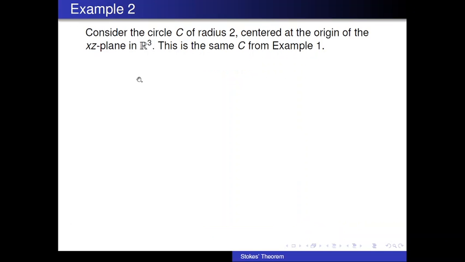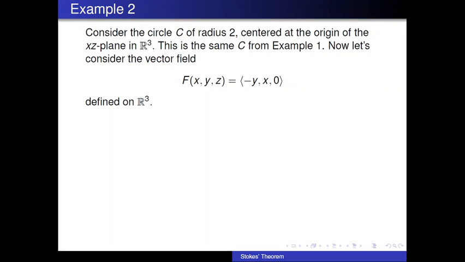So let's do another example of Stokes' theorem here. Maybe this time we'll go in the other direction. So let's start with the same circle from the last example, the circle of radius 2, centered at the origin of the xz plane in three-dimensional space. So now let's change the vector field on it.